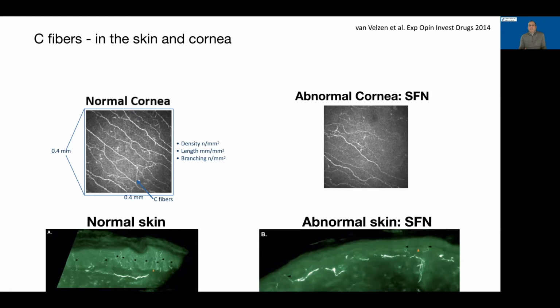This is a very easy test. It's not easily done. You need a rather expensive microscope, and you need somebody that is specialized in performing these tests. And in our team, that's Monique van Velzen. She will be talking to you next week, hopefully also on this topic.